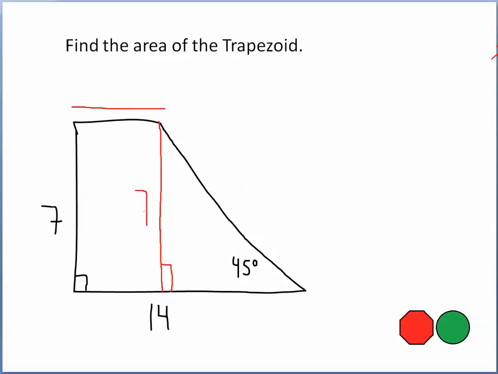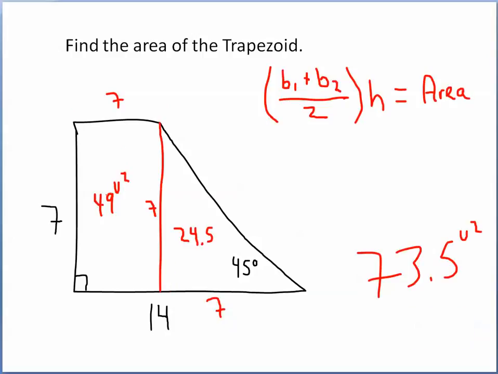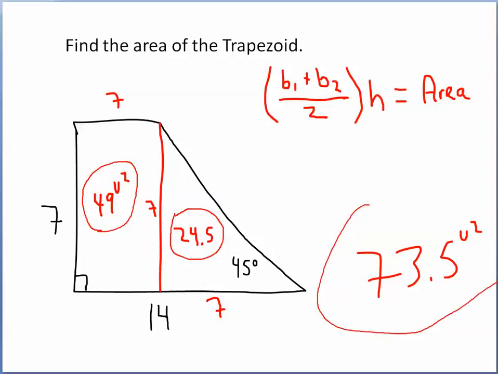You know that this is going to be 7 in length, and that means this has to be 7 in length. And 14 minus 7 means that this is 7 in length. And so 7 times 7 is 49, which makes this 49 units squared. And 7 times 7 divided by 2 is 24.5 units squared. Add those together, and you come up with 73.5 units squared.